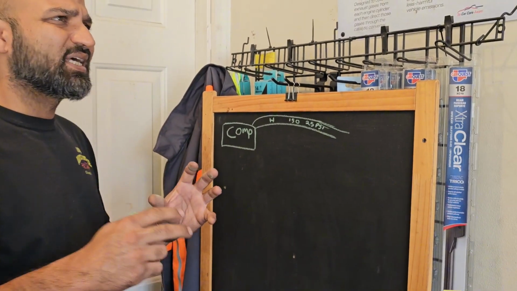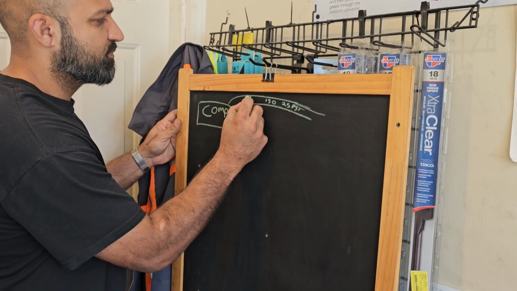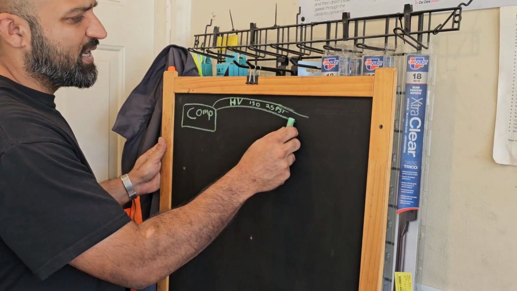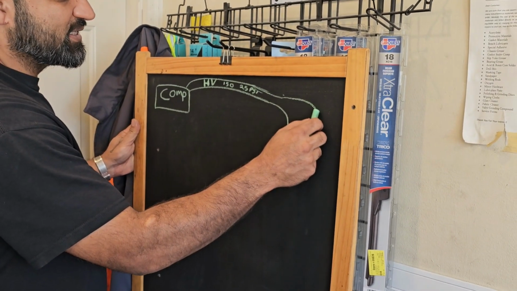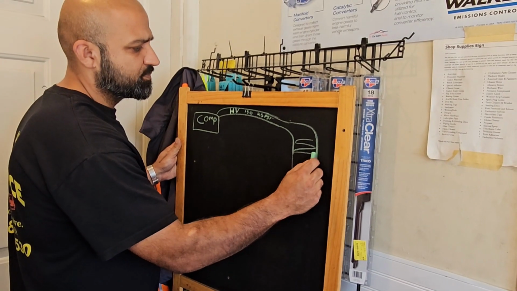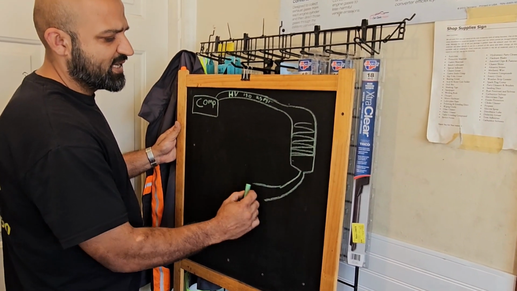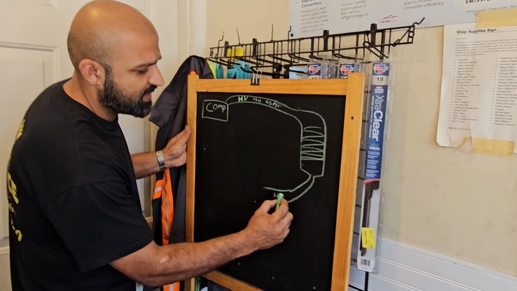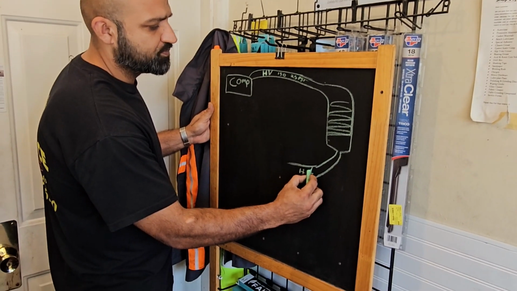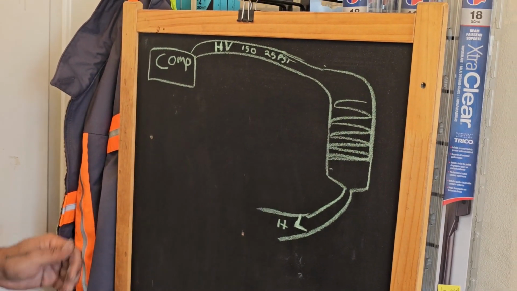Compressor compresses vapors. So this is your high side vapor line. High side vapor line then goes into what's called the condenser. We're going to draw a condenser. Comes out as high side liquid. Still got the same pressure. Maintains the same pressure, but it comes out as high side liquid.